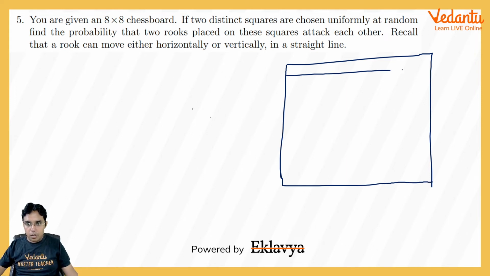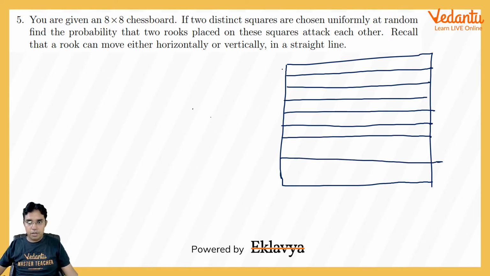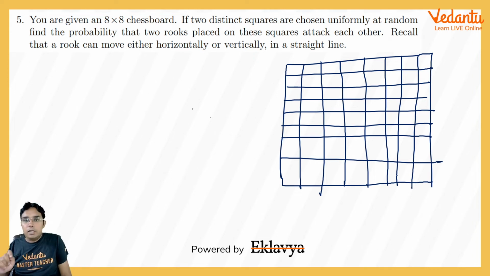I will not make all the boxes, let me make 1, 2, 3, 4, 5, 6, 7 and 8. Okay, so they are not evenly distributed, but I hope this will serve the purpose. 1, 2, 3, 4, 5, 6, 7 and 8. Okay, now if we want the 2 rooks to be placed in the same row, or same column, because it moves either horizontally, that is in the row, or vertically, that is in the column. So I have two methods. Please understand how this can be done.